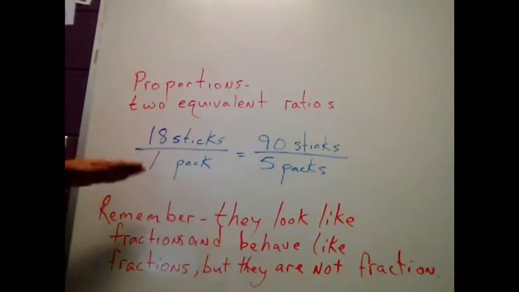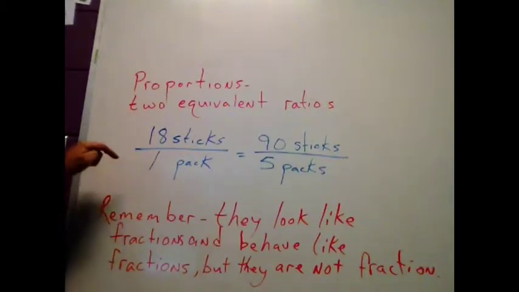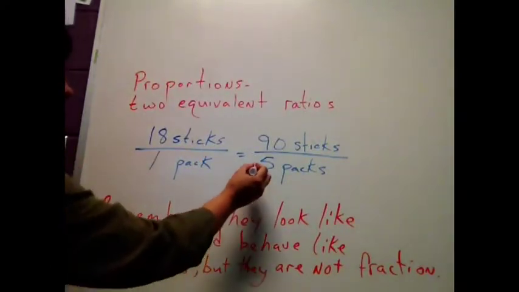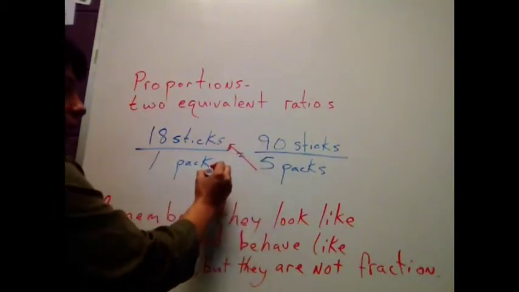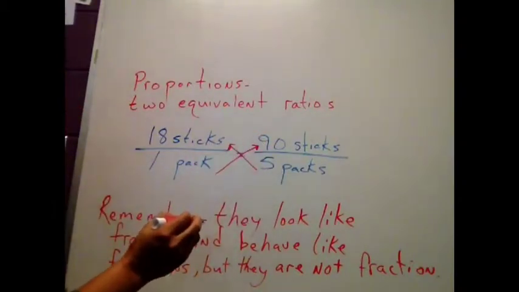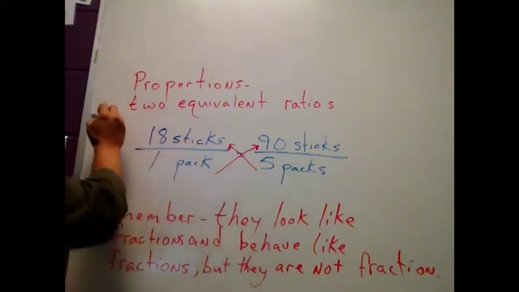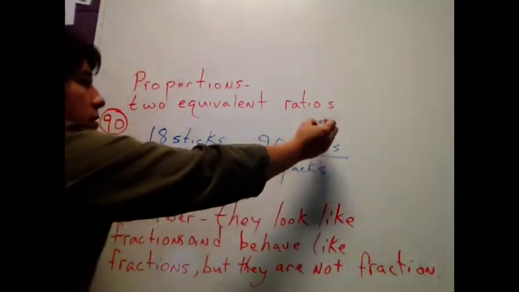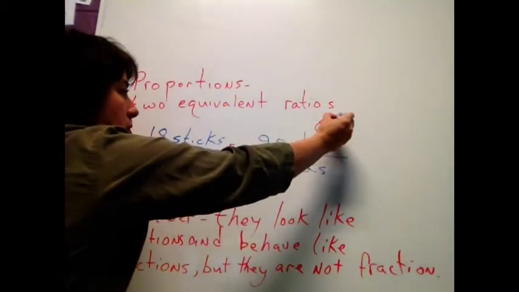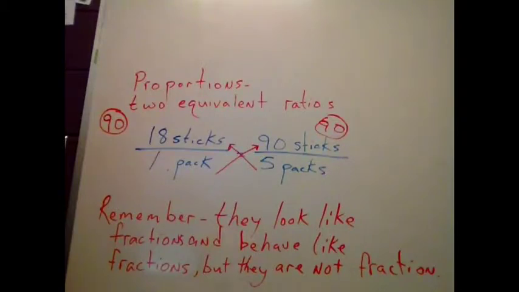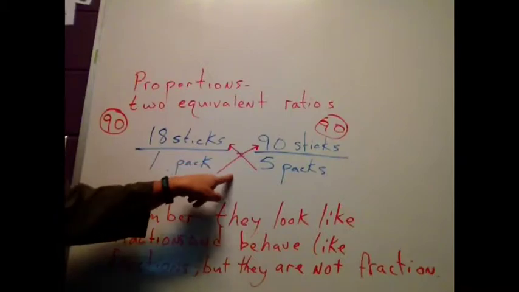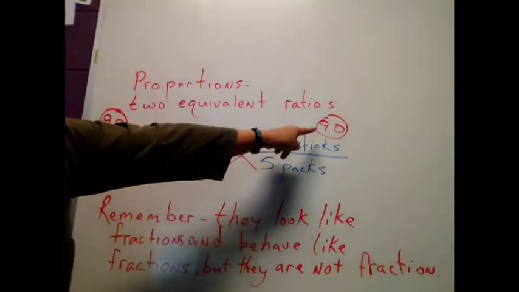This looks like fractions. It behaves like fractions, but it's not fractions. That's the main key right here. But if we're going to check to see if they are equivalent, we can cross multiply like this, and we should get the same answer. 5 times 18 is 90. Over here, 1 times 90 is 90. So they're equivalent. That's the first thing you need to remember: we cross multiply to see if they are equivalent, and they are.